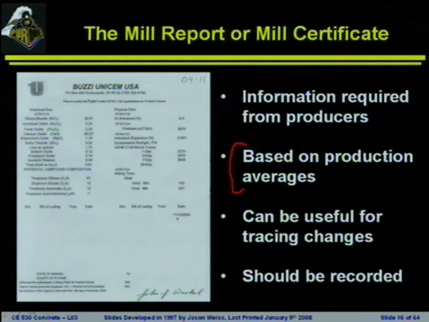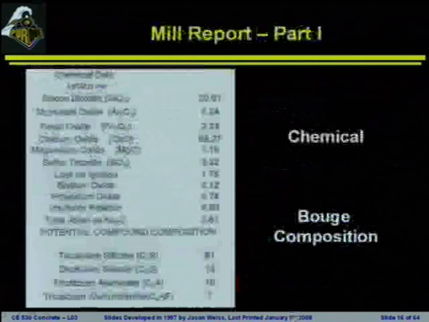So this gives you an indication of what the chemistry and what the compounds are for that system. You'll also want to, for records and quality control, keep track of these to trace down what some of the problems may be a little bit later on. I'll zoom in a little bit to show you what's on these sheets.